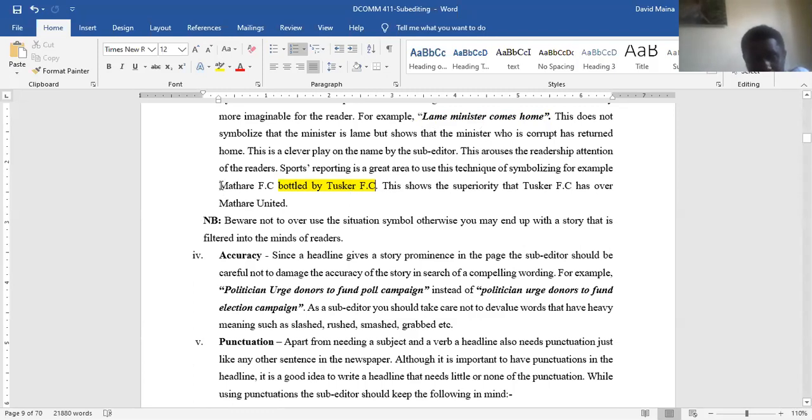So wamerushwa kwa chupa, ni kama wanasema hivyo walipigwa. Yes, Mathare. Yeah, I think so.